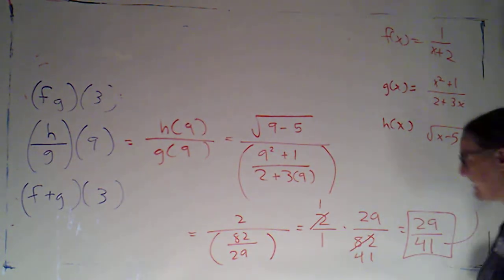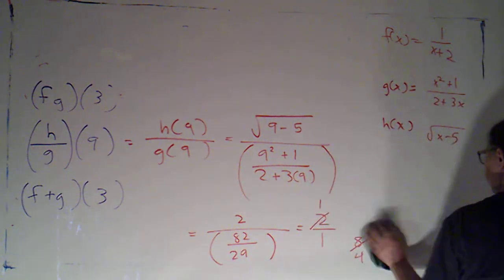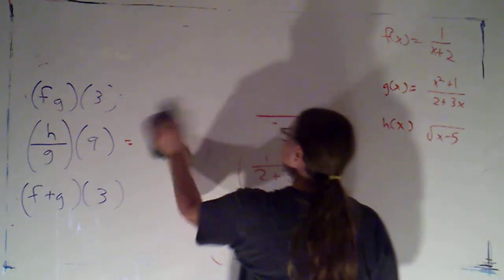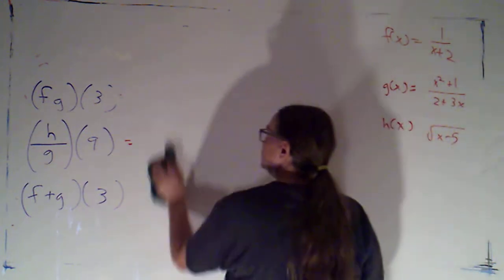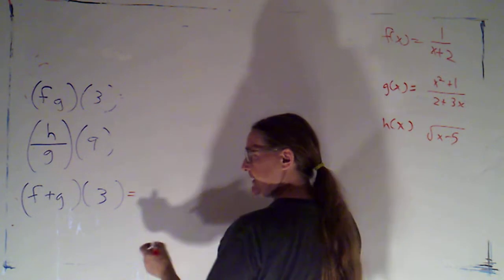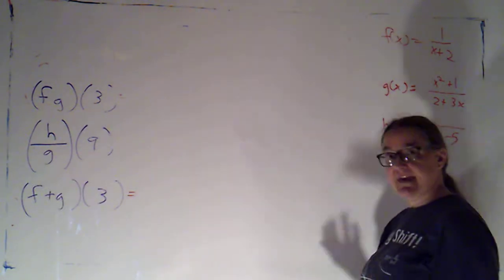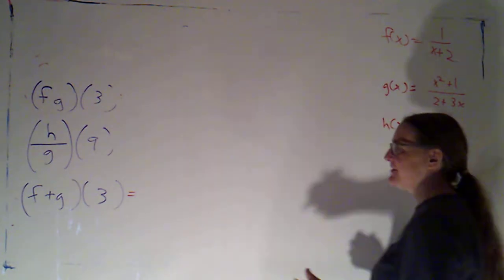Excellent. So let's try our last one. That was f plus g of 3. So again, the rule is I'm just going to take 3, plug it into both functions, and then do the arithmetic, then add the results.